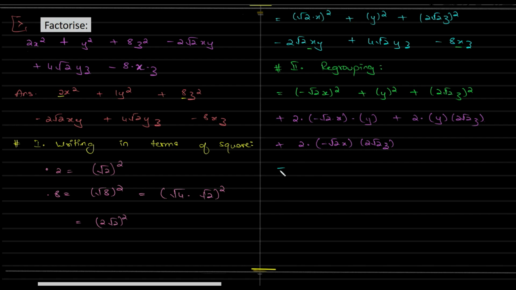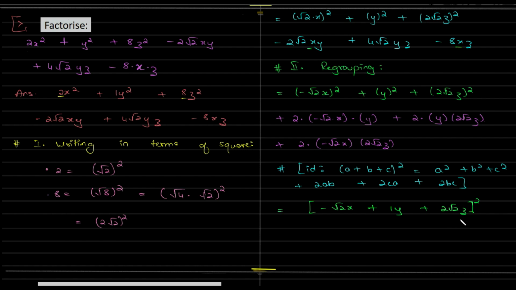Now we can write the identity. The identity which we are using is (a + b + c)², which is a² + b² + c² + 2ab + 2ca + 2bc. And thus we can rewrite this particular expression as (−√2x + y + 2√2z)². So you can rewrite in this form, and that's your answer.